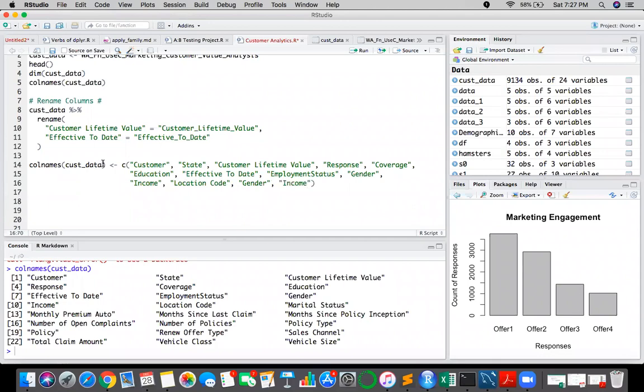But what will you have to do in that case? You'll have to go and individually select that column here, and then you can change it. But I want to do it all in one go, at one time. I got it.